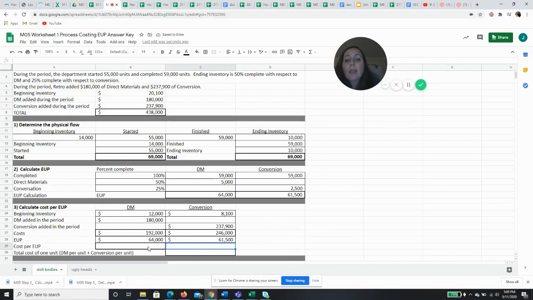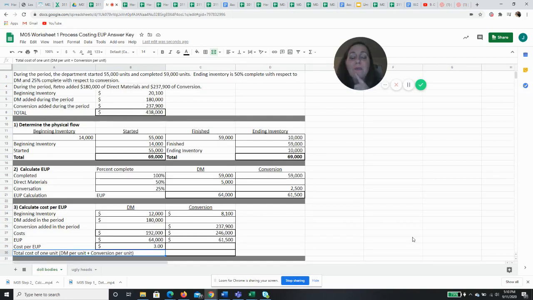Okay. Then the next thing I'm going to do is figure out what is my cost per unit or my cost per EUP. So I'm going to take my total cost, 192,000 for direct materials, divide it by my direct materials EUP of 64,000, and I get a cost per EUP of $3 per unit. Okay, so I'm estimating, because this is a little bit of an estimate, that in this department, in the doll body department, I spend $3 of direct materials on every unit I finish.